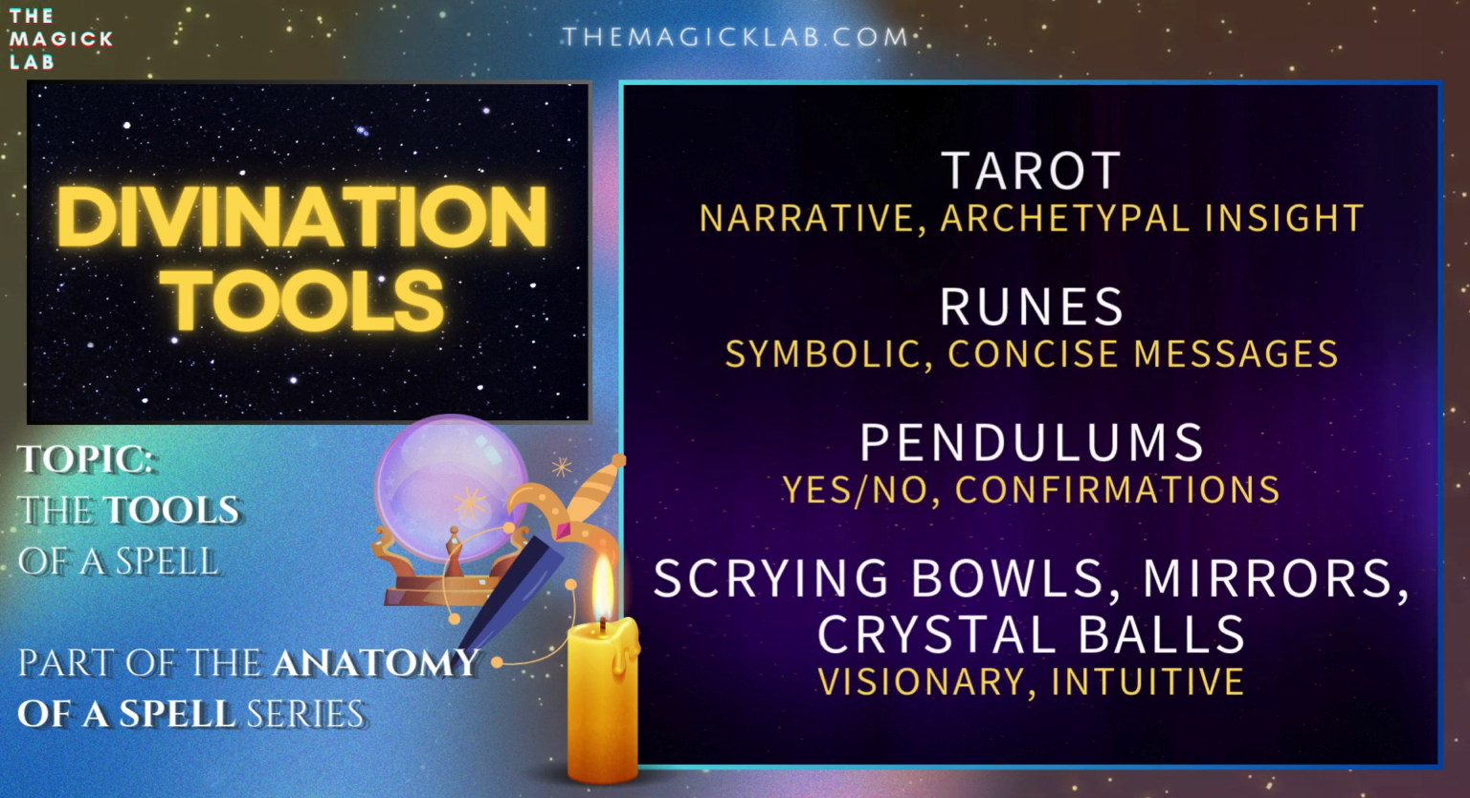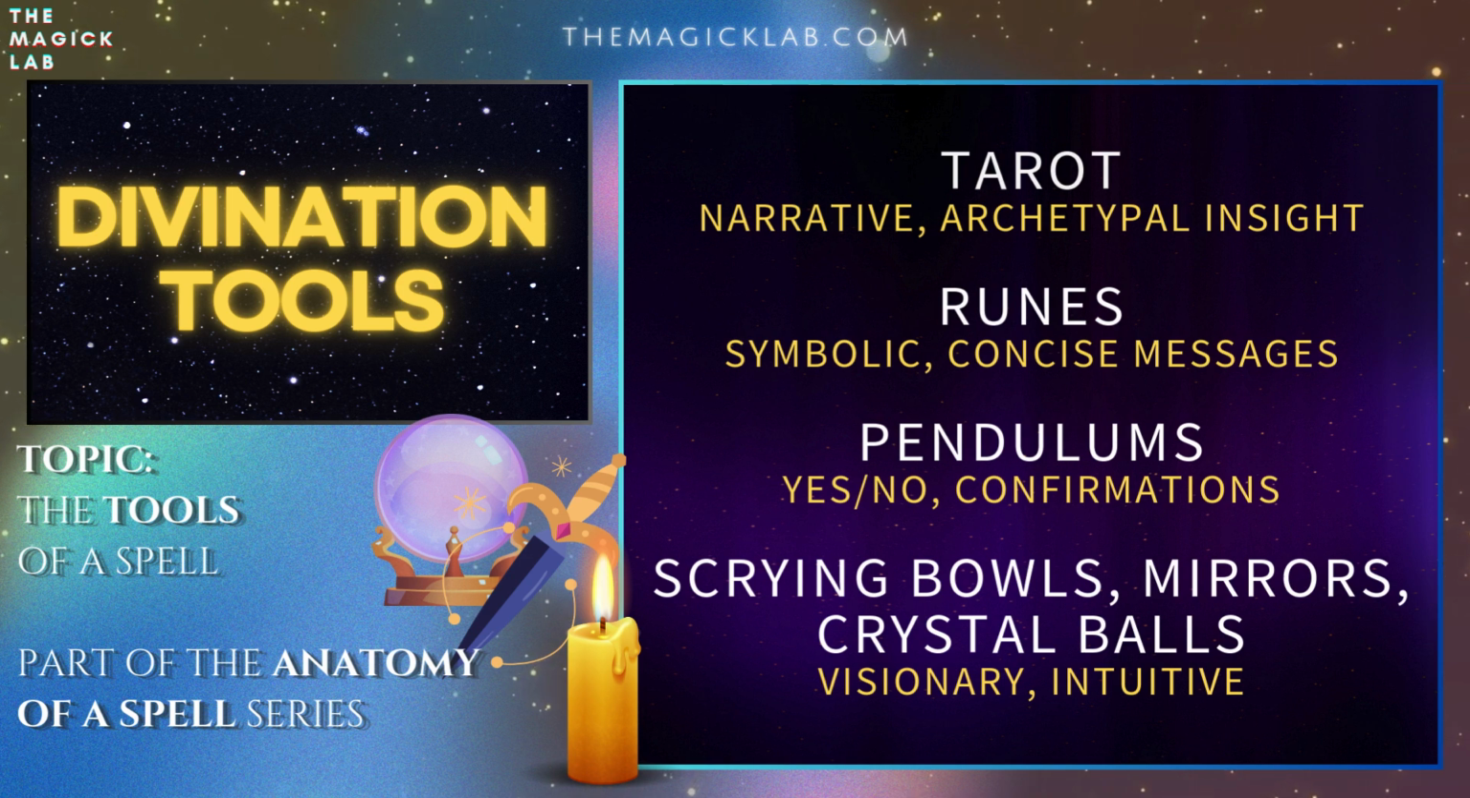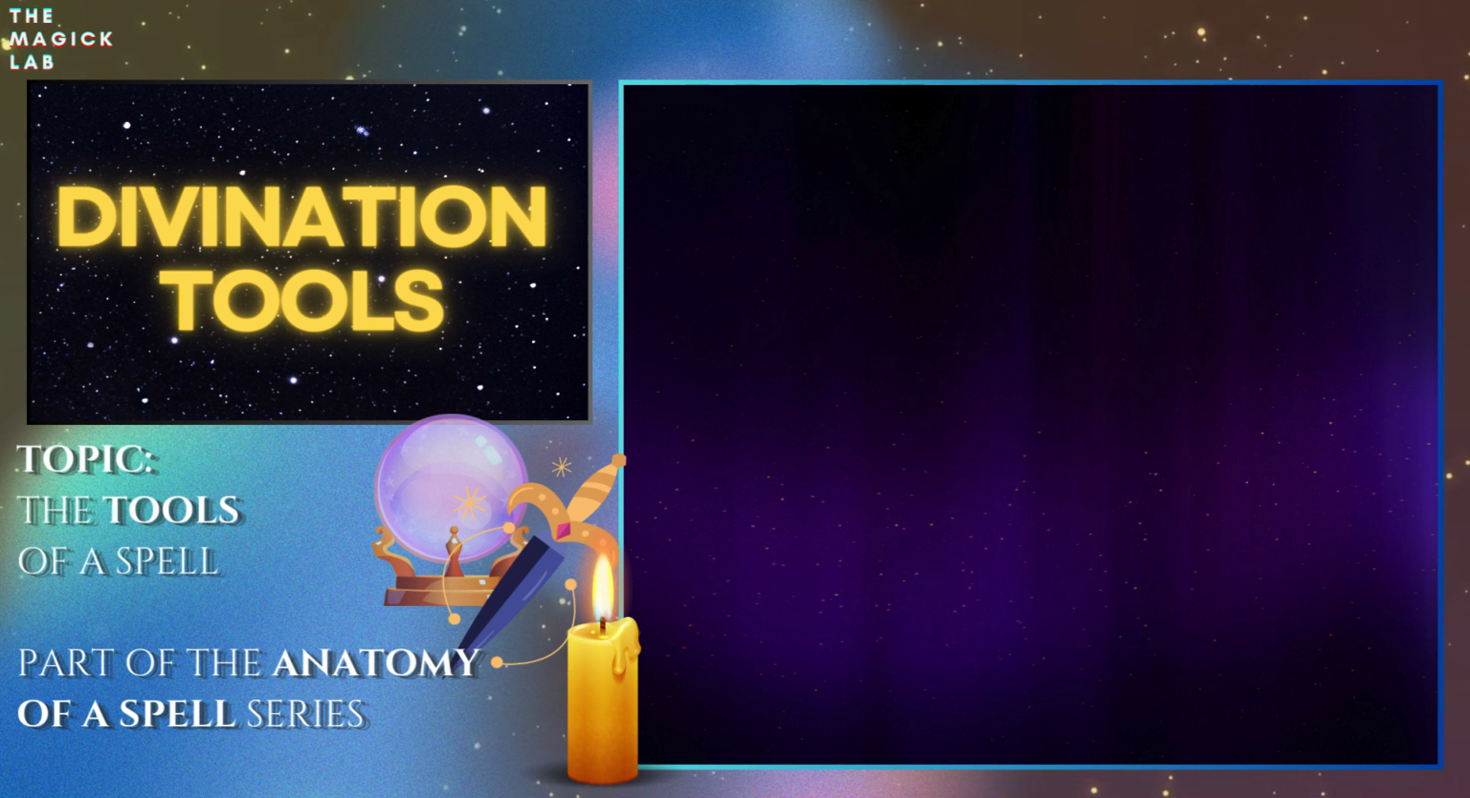So all of these divination tools can be used within the context of a spell or separately, but essentially they are to check that you're on the right path, confirming timing, trying to deepen your understanding, assessing outcomes, or checking next steps. So these are a guidance tool that are used within the framework of a spell.